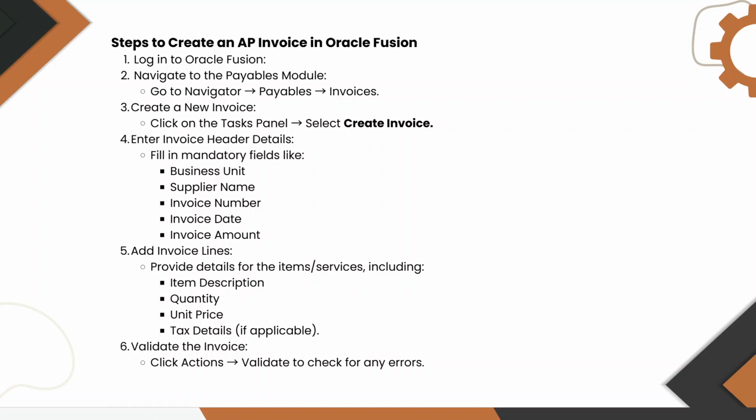Here we have the step by step process of how to create an AP invoice in Oracle Fusion. The first step is to log in to Oracle Fusion. Then we navigate to the Payables module, and in the Payables module we have an invoice section. When we click on the invoice section, we will be able to see Create Invoice. Then we click on the Create Invoice button. Then we will be able to see the invoice dashboard.